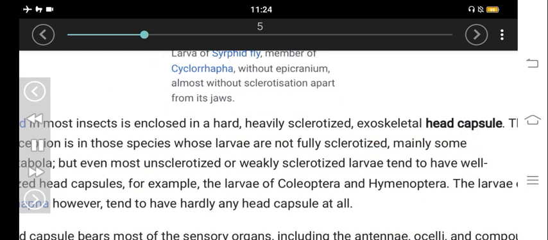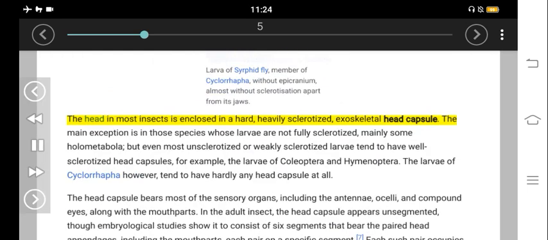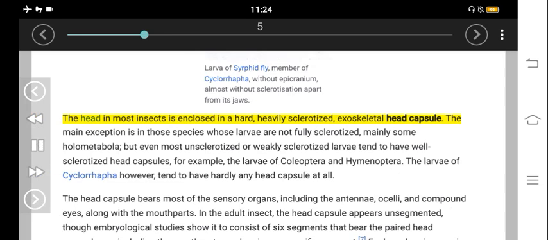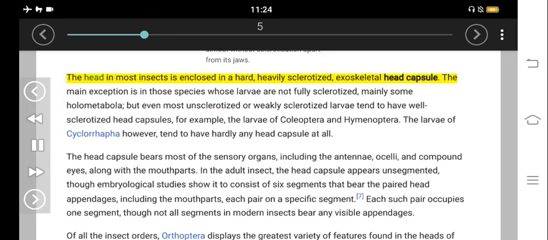The head in most insects is enclosed in a hard, heavily sclerotized, exoskeletal head capsule. This is also true in those species whose larvae are not fully sclerotized, mainly some Holometabola, but even most unsclerotized or weakly sclerotized larvae tend to have well sclerotized head capsules, for example, the larvae of Coleoptera and Hymenoptera. The larvae of Cyclorrhapha, however, tend to have hardly any head capsule at all.